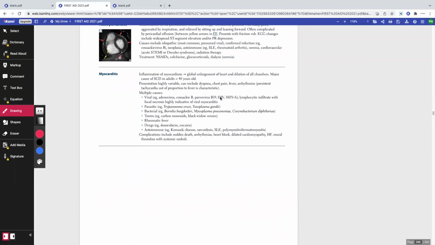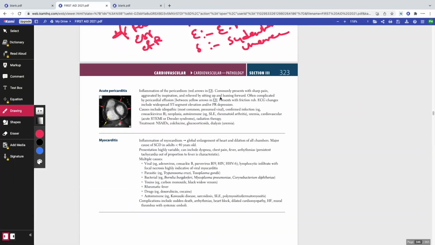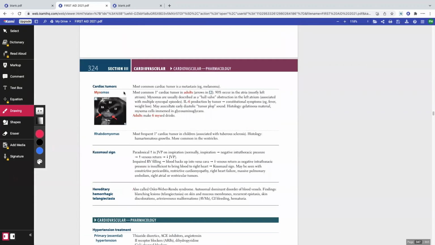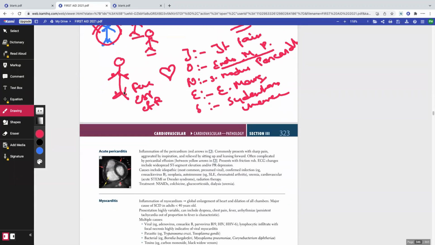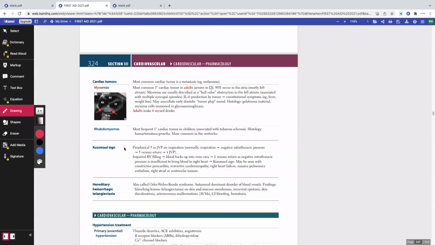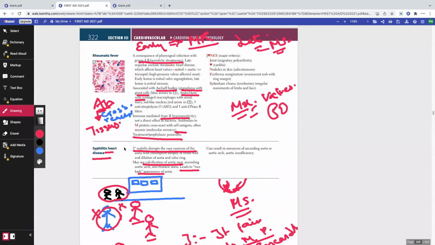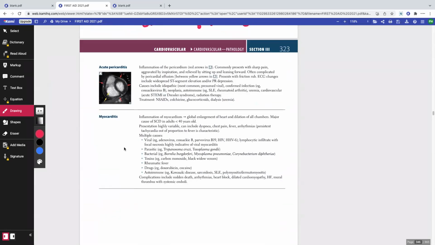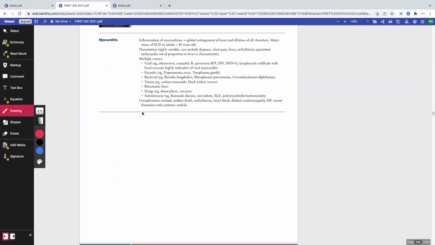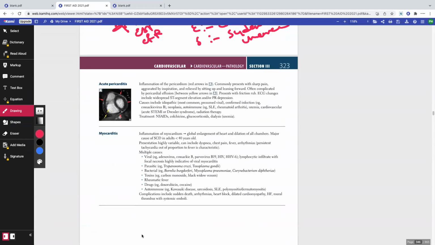Now, let's move down to acute pericarditis, myocarditis, and cardiac tumors. And then after that, we will be done. Before talking about these conditions, do you guys want to take a small 5-minute break? Yes. So let's take a small 5-minute break. After that, let's come back and finish the last 2 pages and ECG tracings. And then after that, we will finish cardiac pathology. Okay, thank you so much.